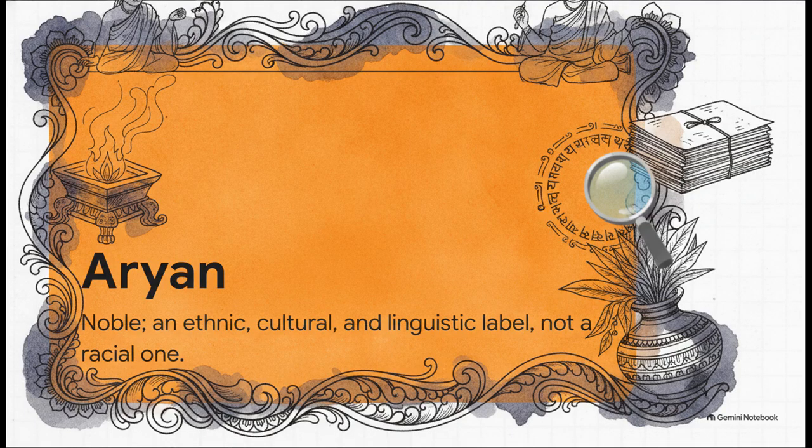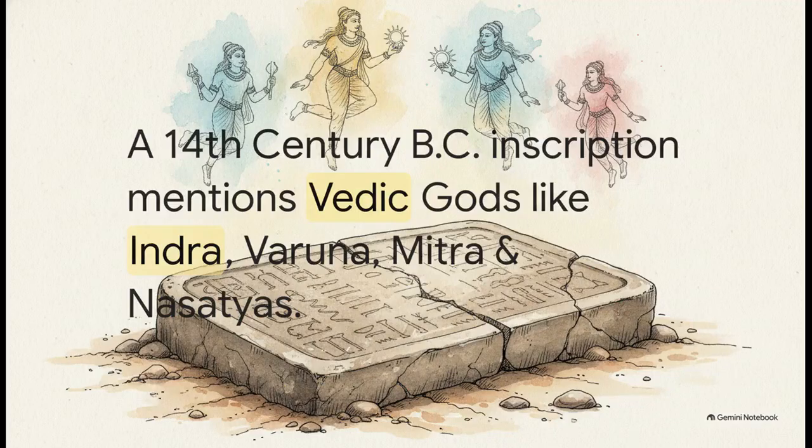The Indo-Iranian people of the Vedic period used this term strictly as a self-designation. It was an ethnic, religious, cultural, and linguistic label. Scholars emphatically point out that in ancient times, this had absolutely zero to do with modern racial ideologies. It literally just meant noble. And we can actually track the movement of these people from Iran to India through hard archaeological evidence.